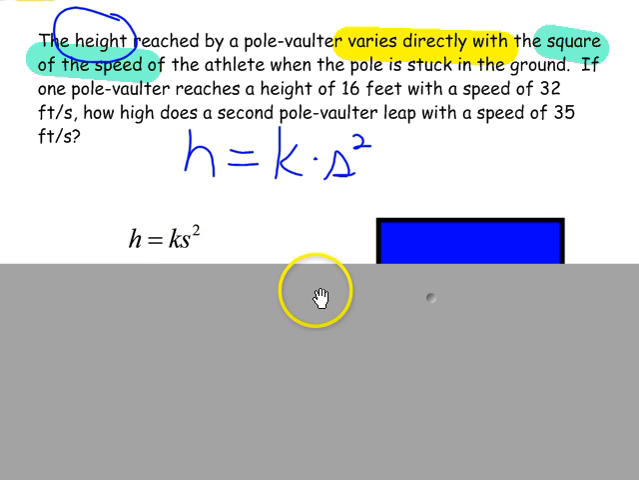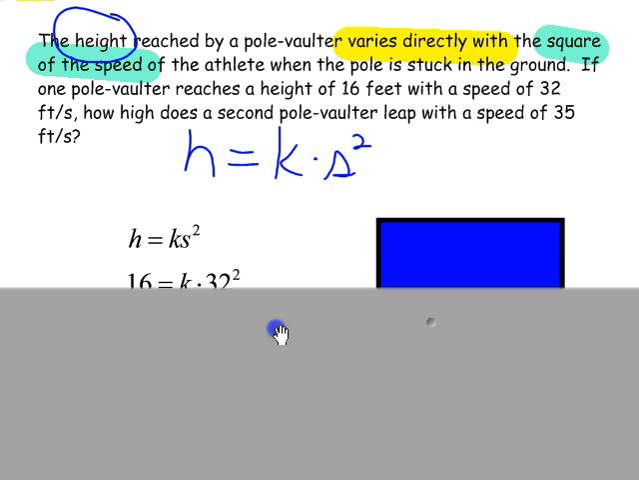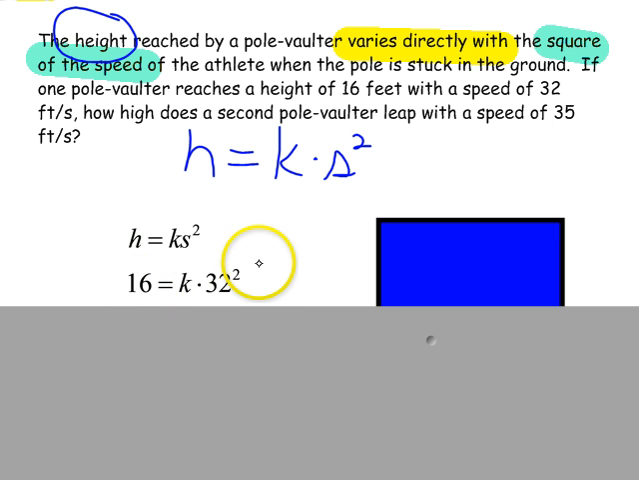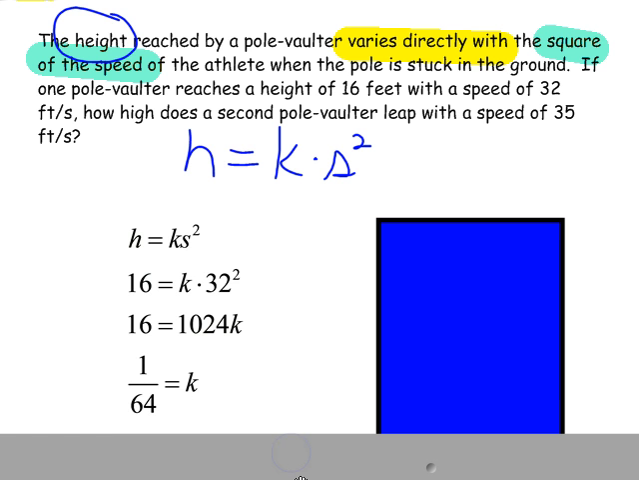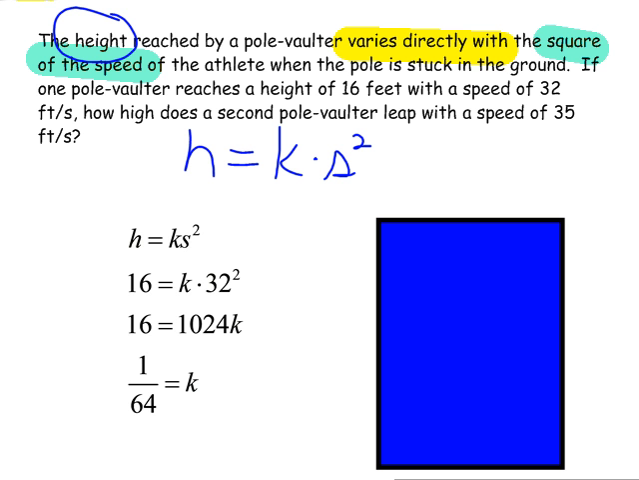We're going to input the information we know. He reaches a height of 16 feet with a speed of 32 feet per second. So we put in 16 for the height and 32 for the speed. Then we go ahead and square 32. It's 1,024, and then times k is just 1,024k. And then to solve for k, we divide both sides by 1,024. And we get k is 1/64. Now, at that point, if you want to change it to a decimal, that's fine, or you can leave it as a fraction. Just be sure not to round until the end of the problem. That decimal is kind of long.